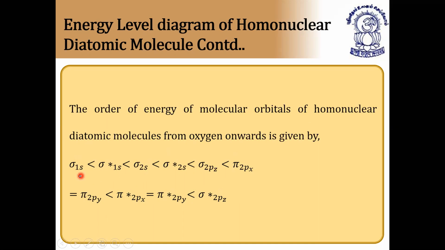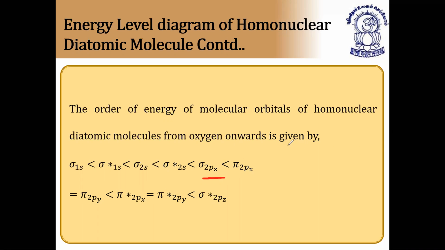That order is different. Here, sigma 1s, sigma star 1s, sigma 2s, sigma star 2s, till here it is the same. Then sigma 2pz, then pi 2px, pi 2py, then pi star 2px, pi star 2py, and sigma star 2pz. This is the order. Sigma 2pz will come in front, whereas in the previous case, if you see, it comes after pi 2px and pi 2py. But here sigma 2pz comes before pi 2px and pi 2py. This is the format for the oxygen molecule.